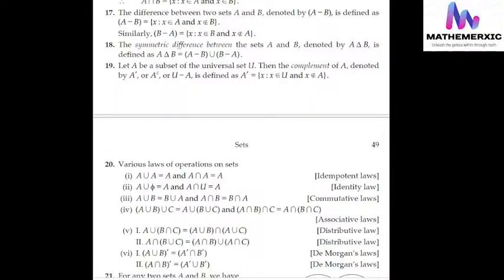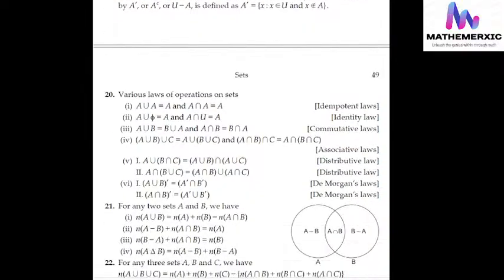So for the various laws of operations, A union A is A, intersection again A. In the identity law, union of A with phi is A only, and intersection of this will be A only. A union B is equal to B union A, and similarly the intersection also applies, and the associative law is already applicable. Complement of A union B is A complement intersection B complement.